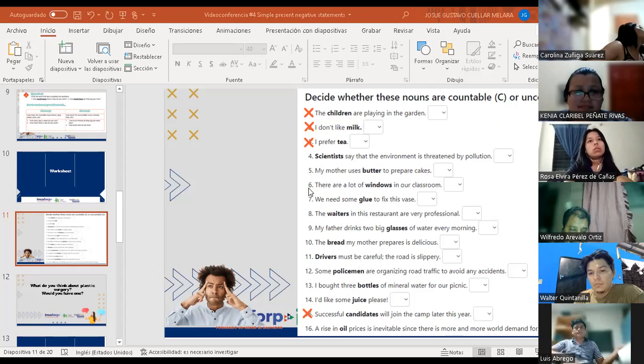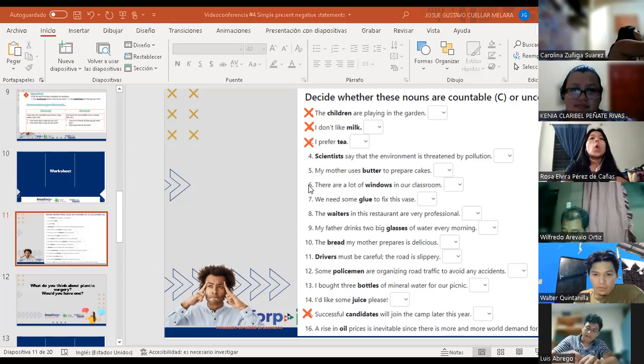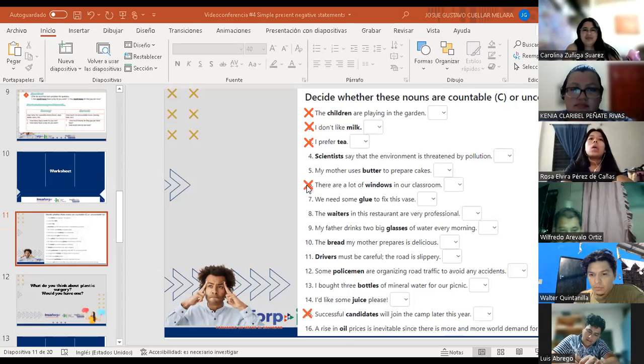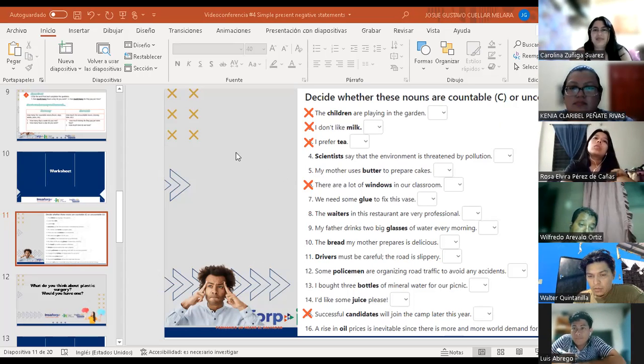Number six. Okay, go. There are a lot of windows in our classroom. Countable. Okay, thank you. We go with Walter and then Rosa.